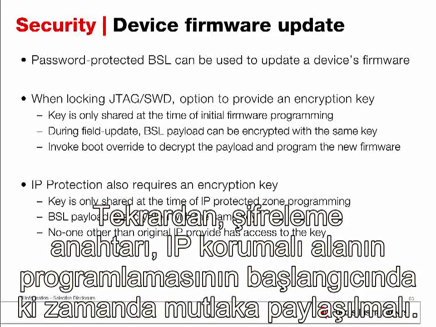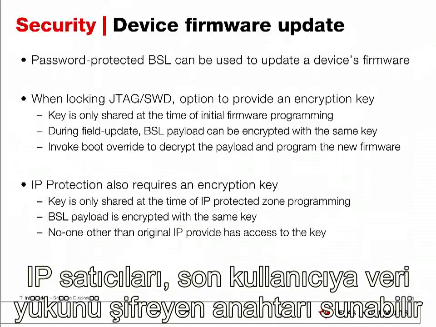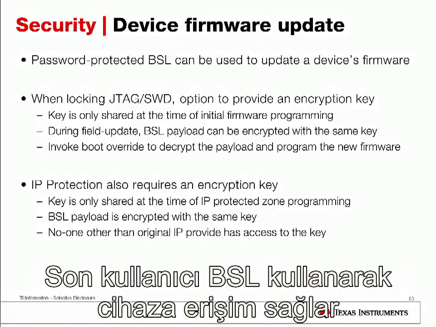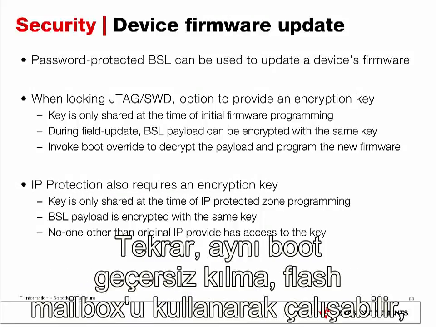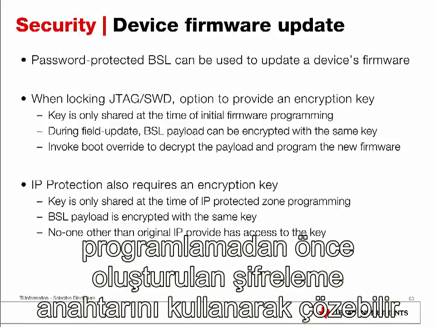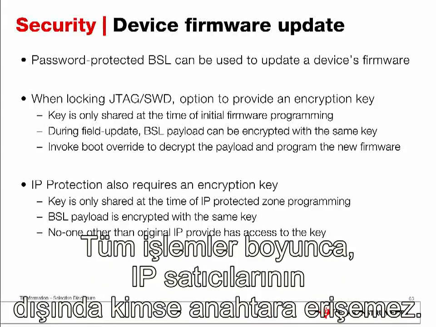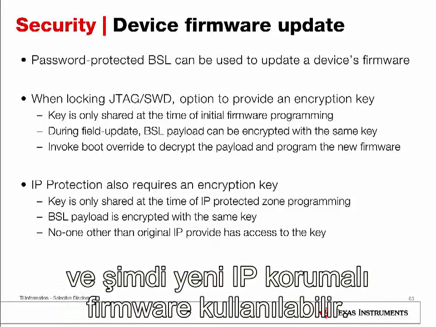So again, the encryption key must be shared at the beginning of time when the IP protected zone is being programmed initially. The IP vendor can then provide the payload that is already encrypted with the key to the end user. The end user will then use BSL to access the device and transfer the encrypted payload over to the device. Again, the same boot override mechanism using the flash mailbox can be invoked, and then the boot code can securely decrypt the payload with the same encryption key, and reprogram into the IP protected zone. Throughout the entire process, no one other than the original IP vendor has access to the key. After the operation is done, the device can go through a reset routine, and now the new IP protected firmware can be used.